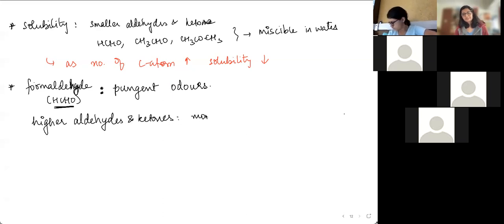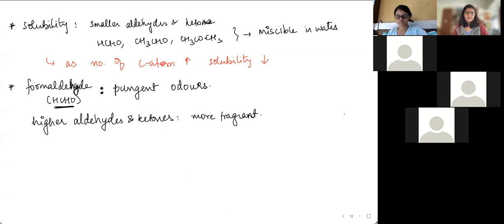Ketones are more fragrant. Yeah. So we talked about appearance, clear solutions, gas versus liquid and all that. We talked about the solubility. We talked about the smell, taste. So these are the physical properties.